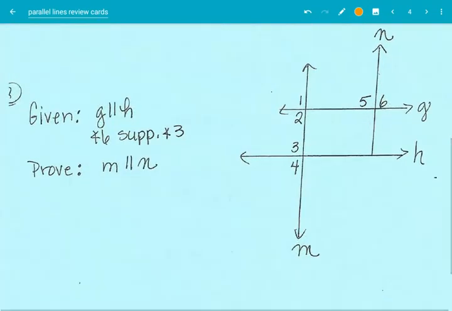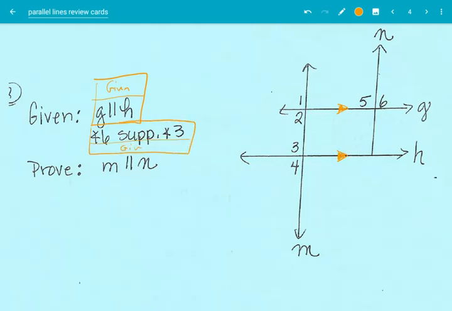Here's some lines. Let's see. Given G parallel to H, let's mark that. G and H, these are the horizontal ones. So these two are parallel. And then 6 is supplementary to 3. It's also given. I'm just going to circle these. 6 and 3 are supplementary. We want to prove that the two vertical lines here and here, we want to prove that those two are parallel. So let's see, what can help us link up 6 to 3 to prove that N and M are parallel? Well, 6 and 3 supplementary.